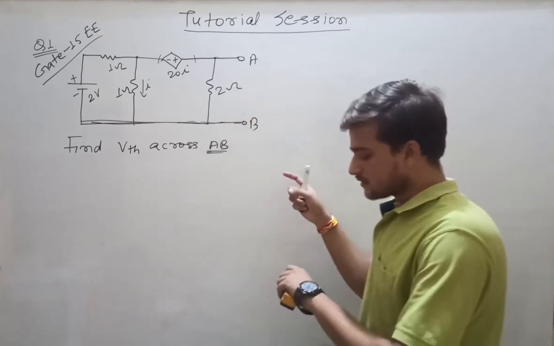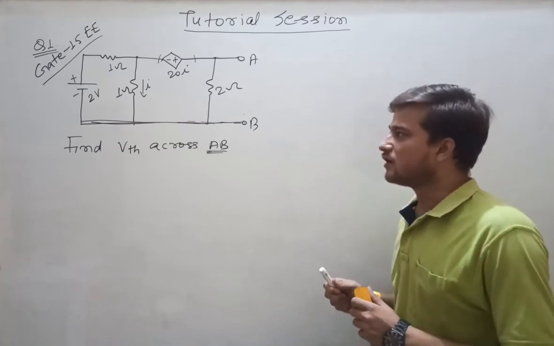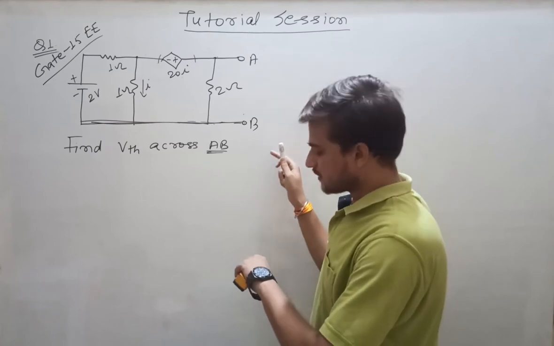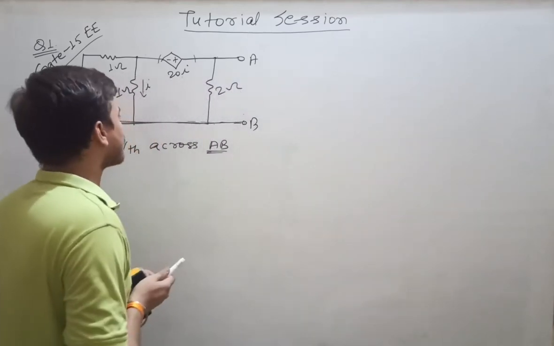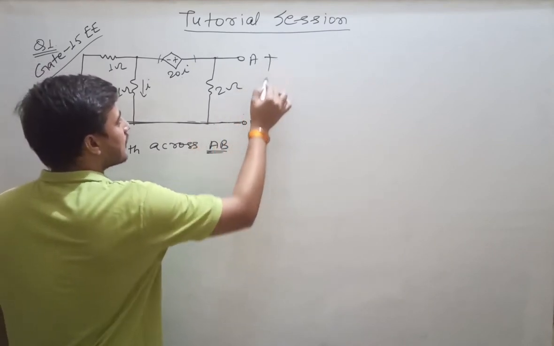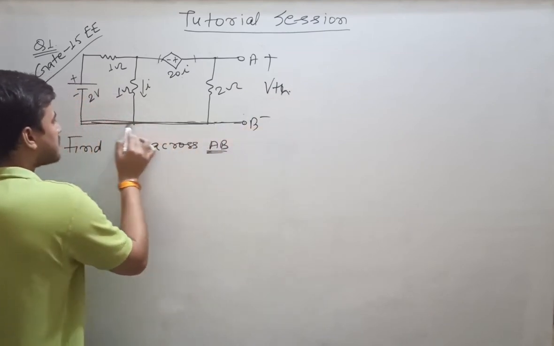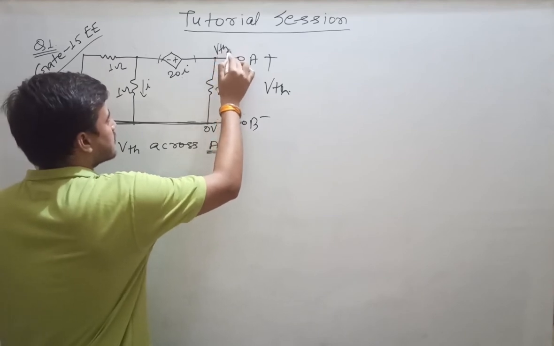See, this question was asked in GATE Electrical Engineering in 2015. They are asking you to find the voltage VTH across AB. So let us see how to find it. Here it will be plus minus VTH. You see, this potential is 0 volt, so potential at this point will be VTH.